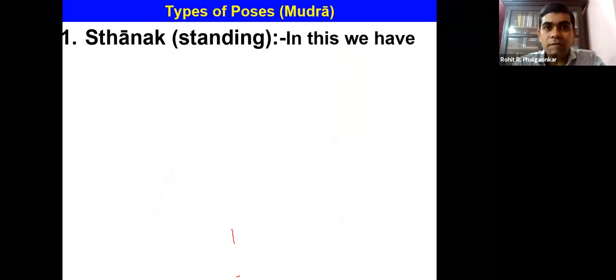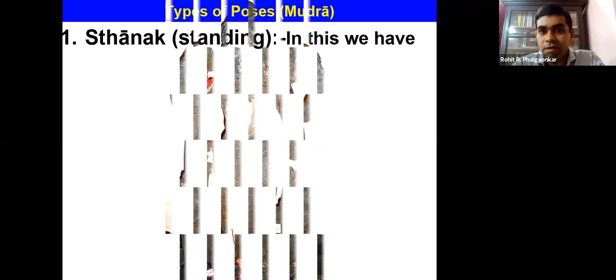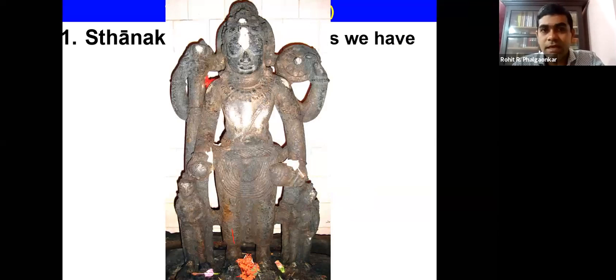So here you have the first one which I'm going to talk about, and it is called Tanak, or standing. If you look at this particular sculpture of Vishnu, he's standing in a straight, perfect position. There is no deviation, there is no bending anywhere. So this is called Tanak.